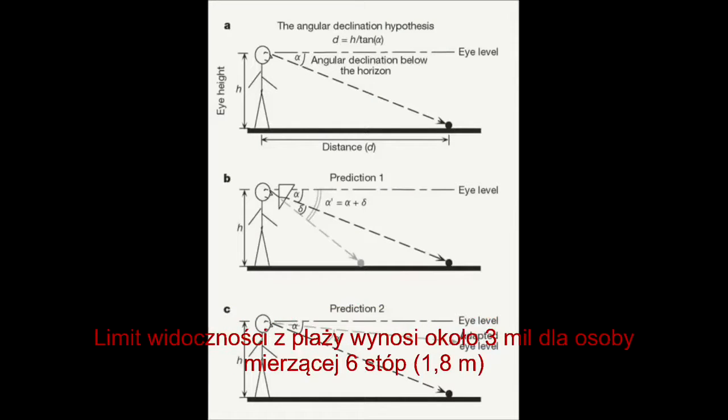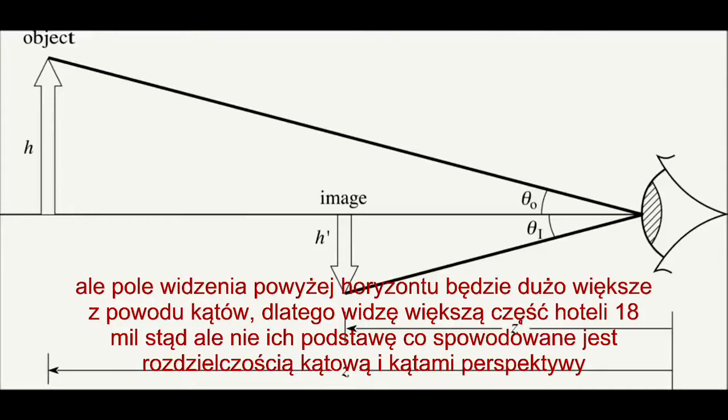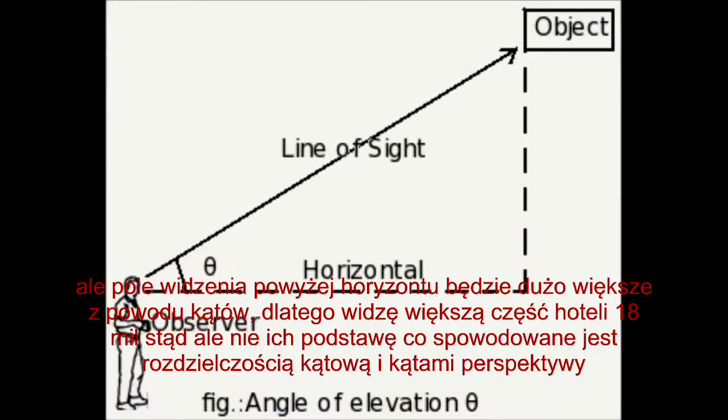Again, about 3 miles from the beach is approximately the limit for a 6-foot-tall individual. Yet the distance of my field of view above the horizon will be much greater due to the angles. Therefore I can see most of a hotel 18 miles away, but again not the bottom of the hotel due to the angular resolution and the angle of perspective.